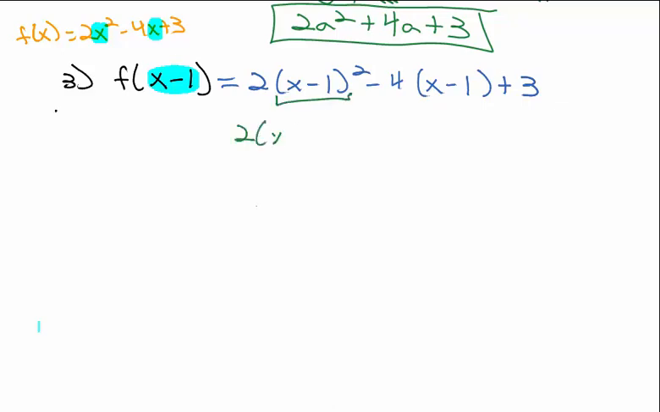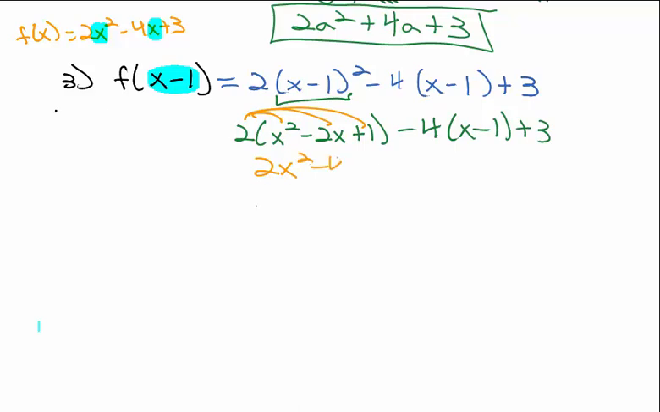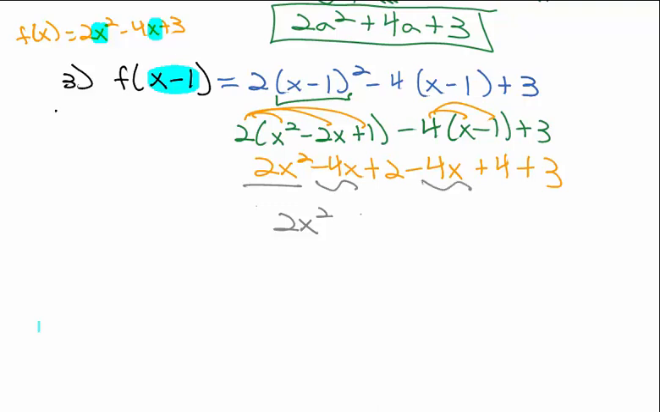Squaring first, that's order of operations, gives us x squared minus 2x plus 1, minus 4 times x minus 1, plus 3. Distributing through parentheses, that's 2x squared minus 4x plus 2, minus 4x plus 4, plus another 3. Combine like terms on the 2x squared. We've got negative 4x and negative 4x, which is negative 8x. And 2 plus 4 plus 3 is 9.